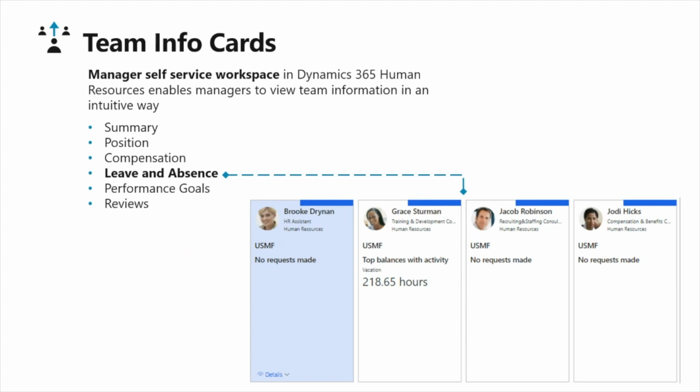The Leave and Absence tab displays the top balances for employees that have activity. To take action or view the full list of activities, select Details and then select Time Off. On the Time Off page, you can view balances, request approved time off, and forecast balances to help employees better manage time. Depending on your organization settings, you can also request time off for your direct and extended reports.